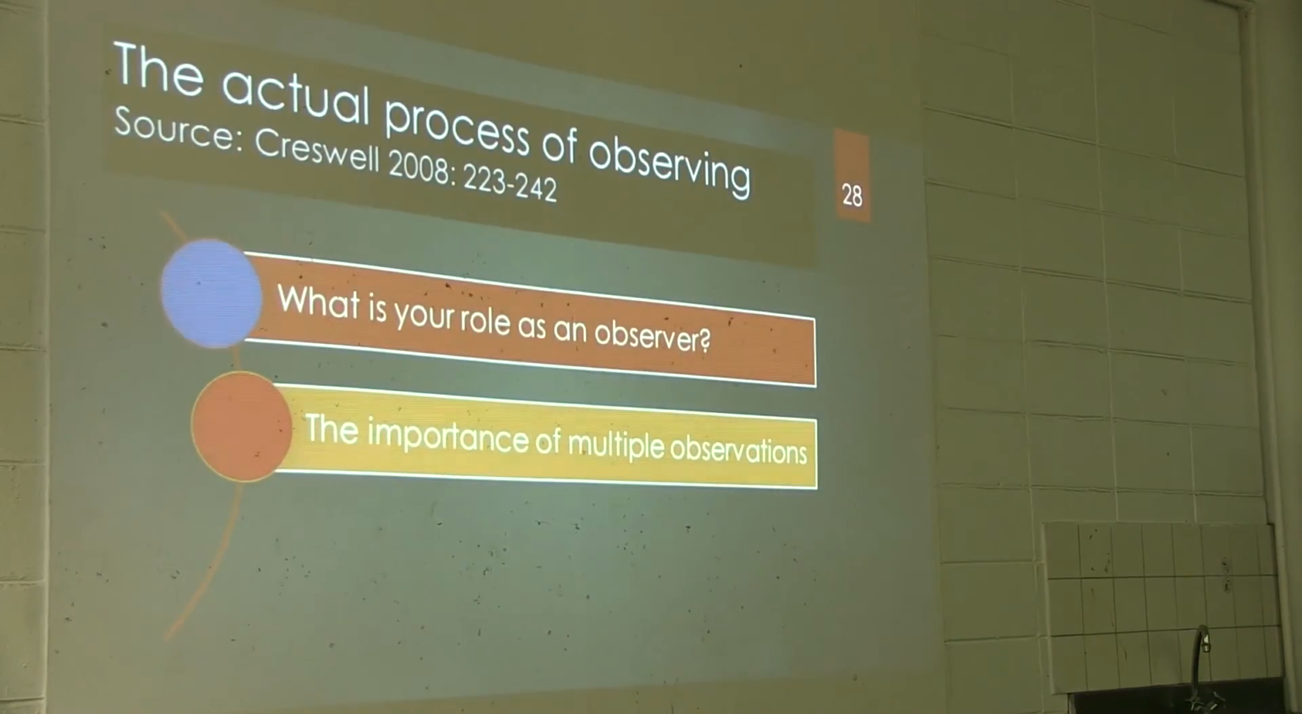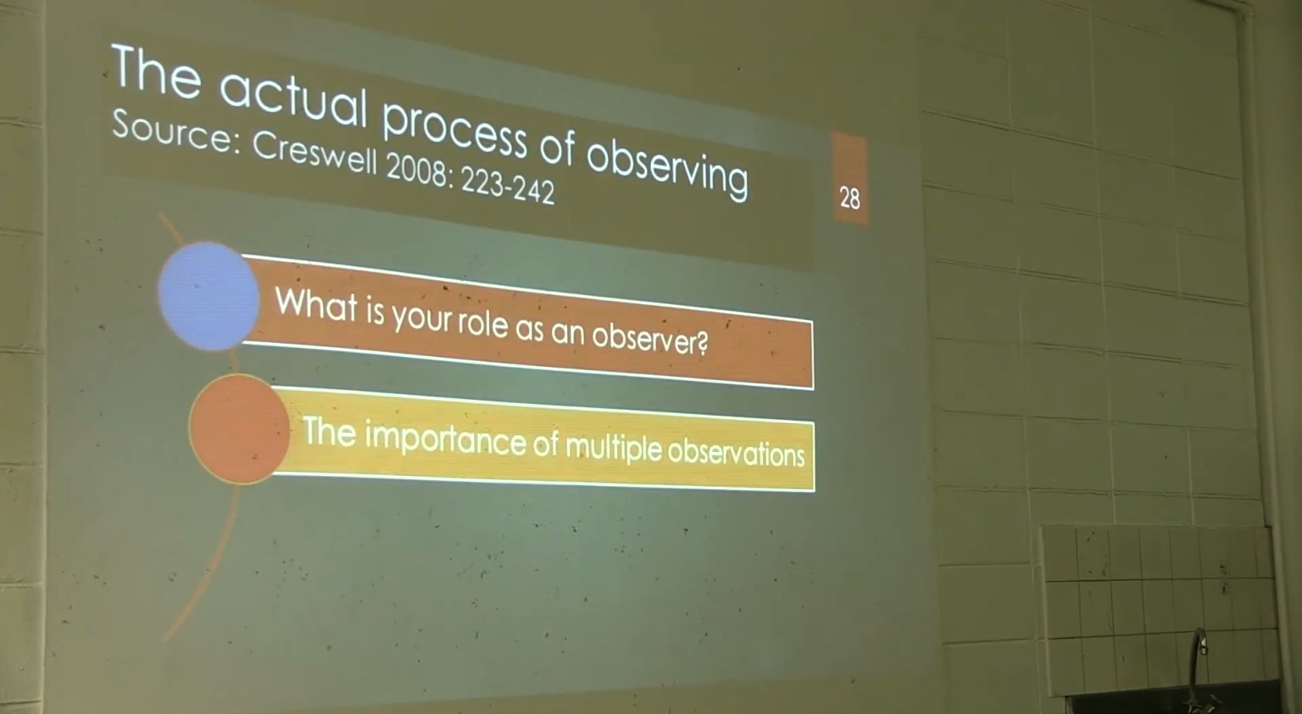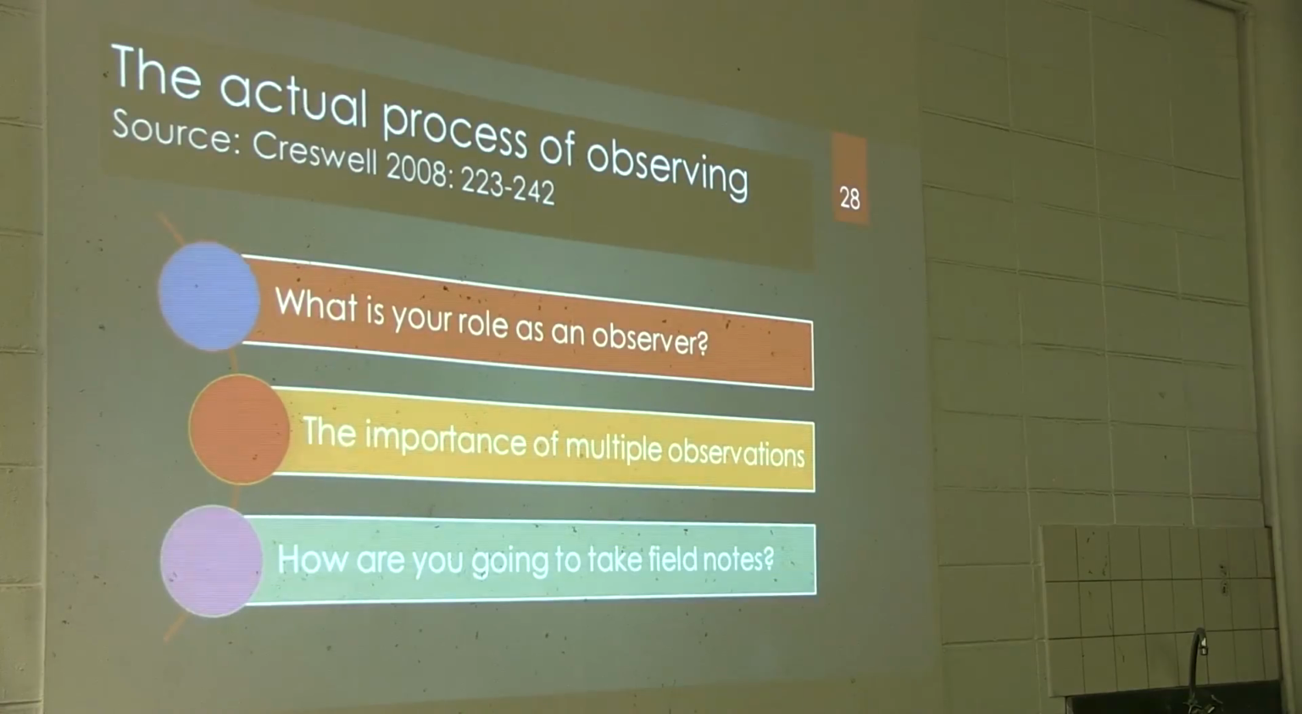The importance, there you are, of multiple observations. What word do we normally use for multiple observations? It starts with a T. Triangulation. Okay? Multiple observation is triangulation, going back and forth. It's almost reflexive as well. Okay? How are you going to take field notes?